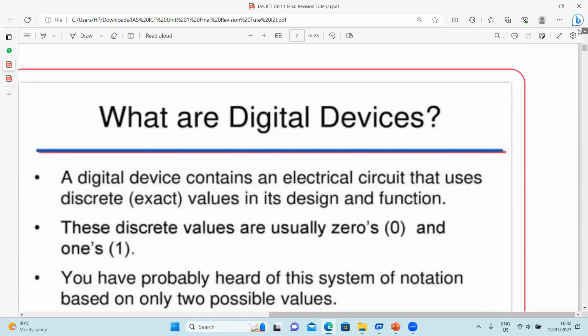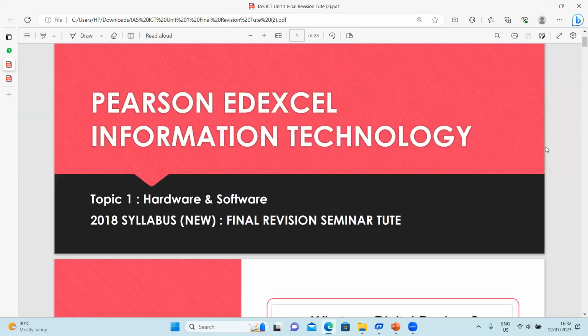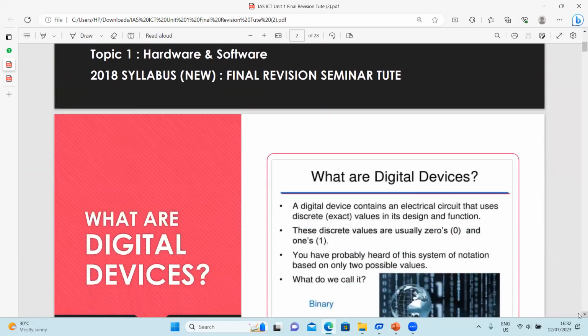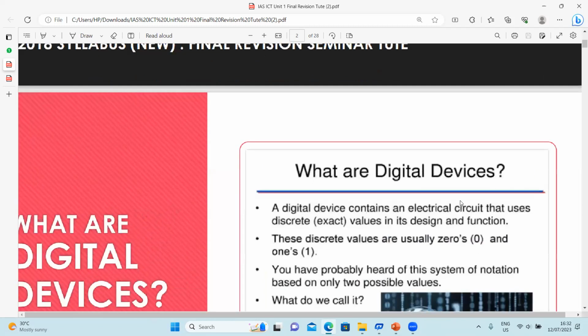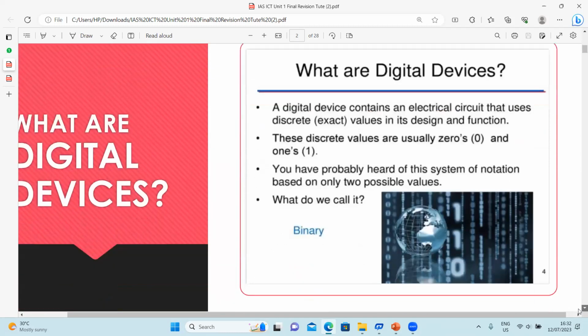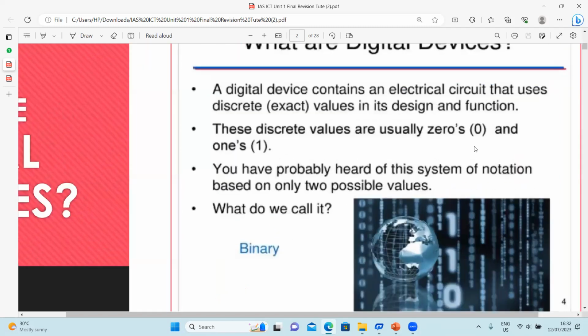Okay, Unit 1, we are going to discuss hardware and software. The first topic is: what are digital devices? Digital devices contain an electrical circuit that uses discrete, that means exact, 1 and 0. There's no number between 1 and 0. We have 0 or none, on, off. On means 1, off means 0.